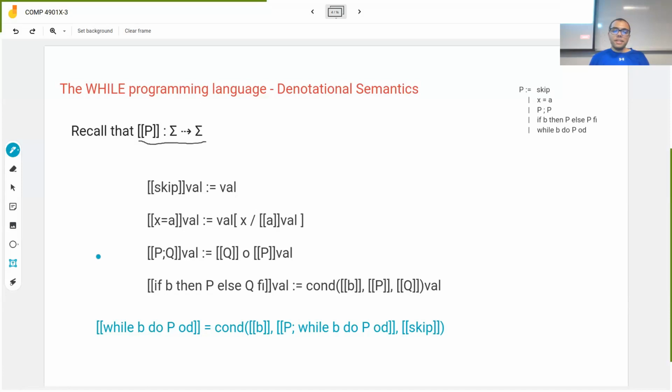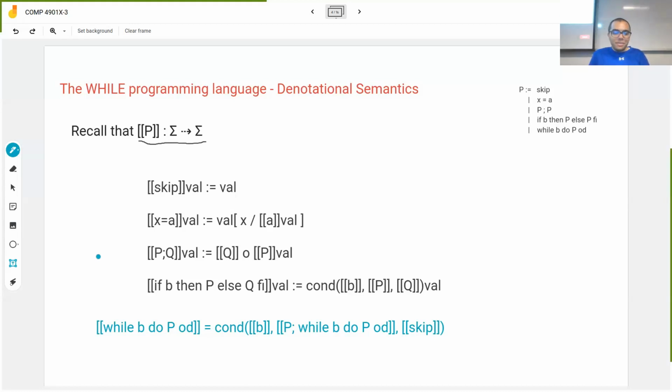You see, up until this point, what I was doing was very easy. I was just saying, you have this program, take a subprogram, find the meaning of that subprogram, and use that to define the meaning of this bigger program. So I'm doing induction. But this only works if your subprograms are smaller than your original program, right? But the problem with while is that that doesn't actually happen.